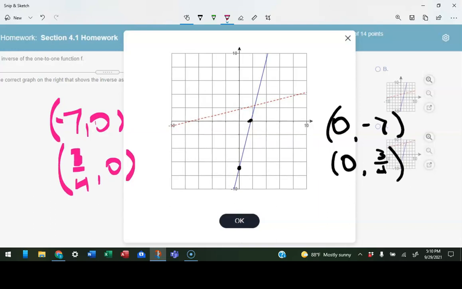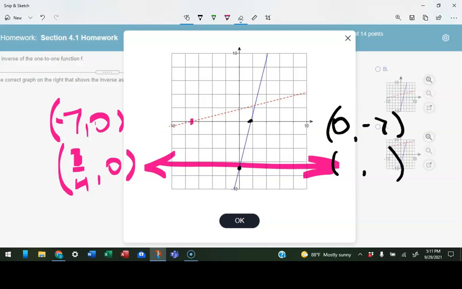So -7, 0 is going to be right there. And then 3/4, 0 is going to be right. Sorry, I just flip-flopped it in my brain. I flip-flopped it backwards. It's not 0, it's 3/4. I just totally screwed that up, and I'm not recording this whole thing.